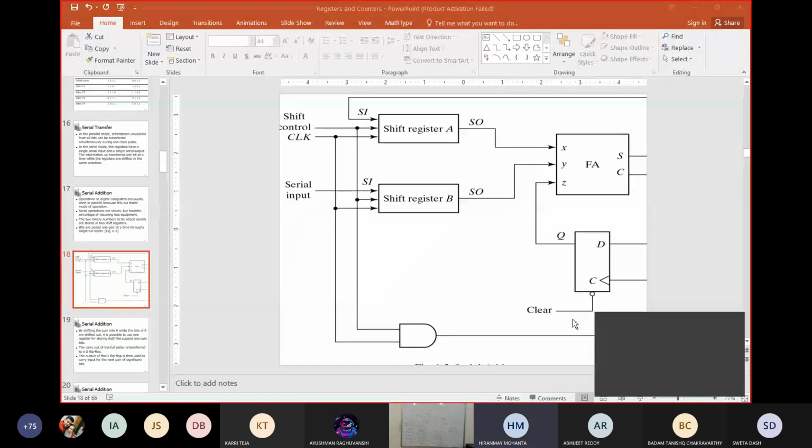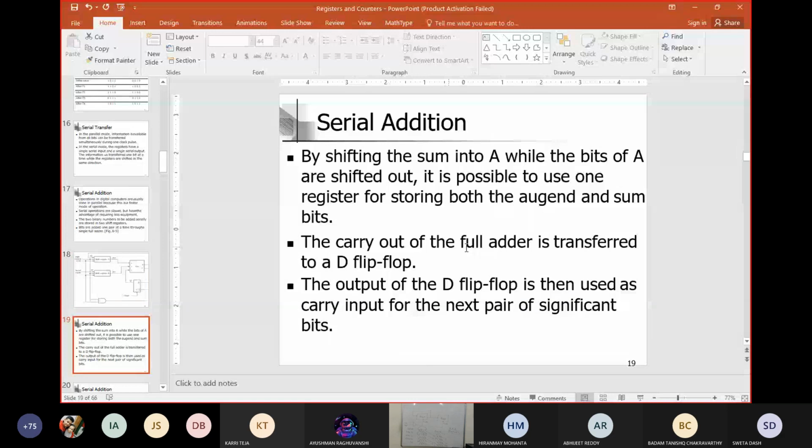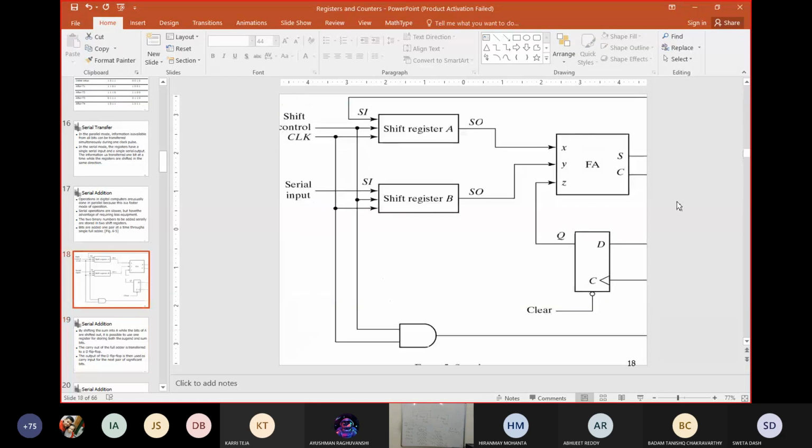Yes or no? Yes, ma'am. C will be connected to D. Yeah, that's right. But who is connected to D? Sum is connected to D, no? The carry out of the full adder is transferred to D, and the output of the D flip flop is then used as the carry. Oh, okay. The sum is connected and the carry is connected. Okay, got it. So x plus y plus c.